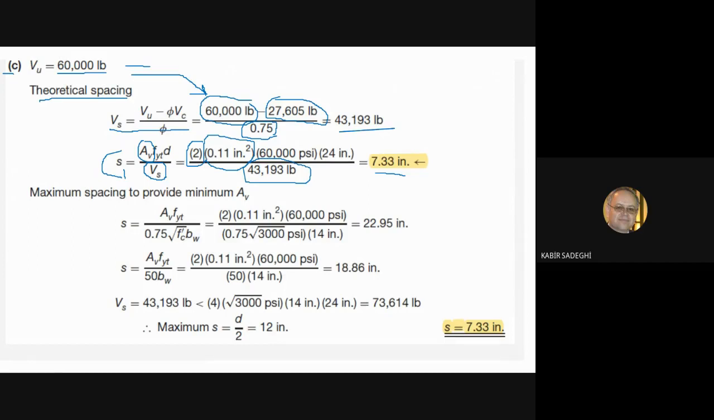We calculate S2 from the formula given. Again, AV is 2 times the area of one stirrup. We find another value. We go and find S3. Again, AV 2 times. Don't forget that. We find another value. This time, again, we compare Vs given with a value that we calculate from this equation, which equals 73,000 psi. Therefore, Vs is less than this value. You remember, therefore, maximum S, which is S4, equals D over 2.